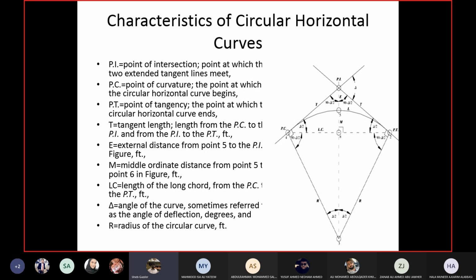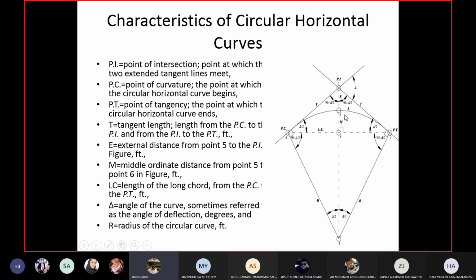And then if you extend this line to the chord of the curve, the point where the line intersects the chord is denoted here as point 6, and the distance between the curve and the chord is known as M, the middle ordinate. So this one is the external distance from PI to the curve, and from the curve to the chord it is the middle ordinate, and it is along the same line. Then we have LC, which is the length of the chord, the straight line distance between PC and PT.